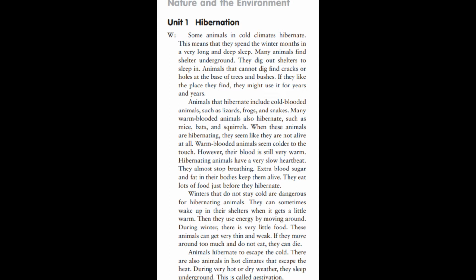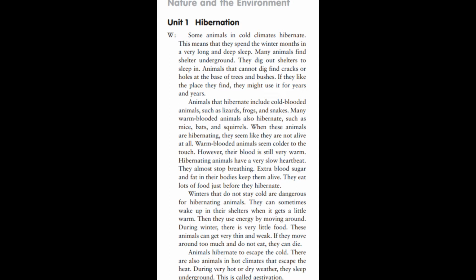Many animals find shelter underground. They dig out shelters to sleep in. Animals that cannot dig find cracks or holes at the base of trees and bushes. If they like the place they find, they might use it for years and years.